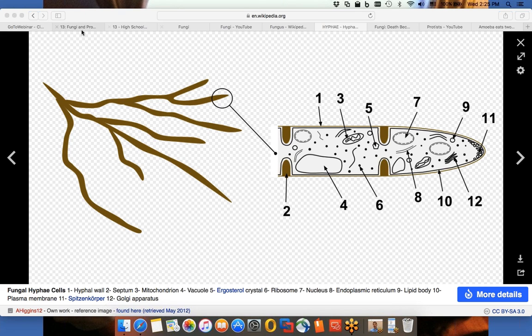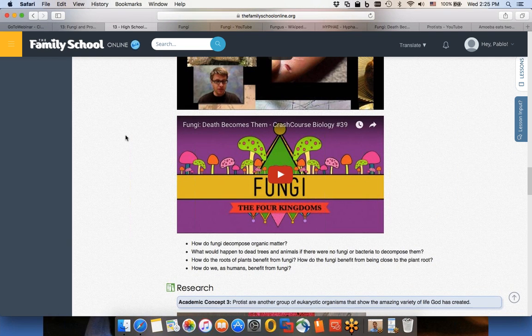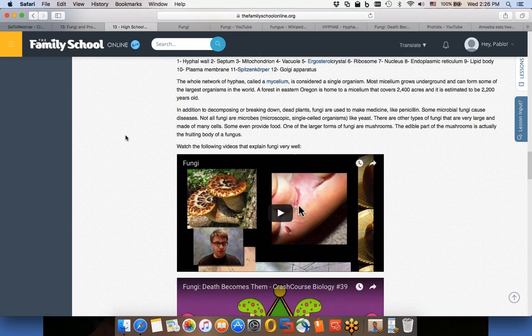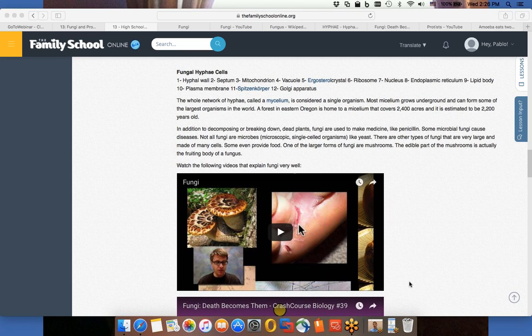There's one mycelium that is the largest organism on the earth. It covers a whole forest in eastern Oregon, and it's one mycelium. The mycelium decomposes the forest and lets new forest grow, and then it eats it back again, and so on. It is 2,400 acres, and it is estimated to be 2,200 years old. That is one mycelium. So fungi are really a kingdom.